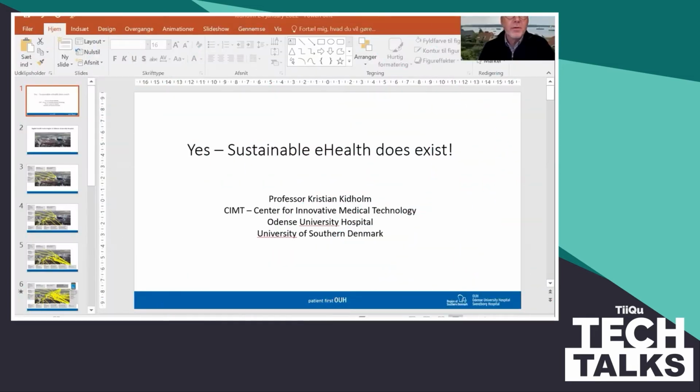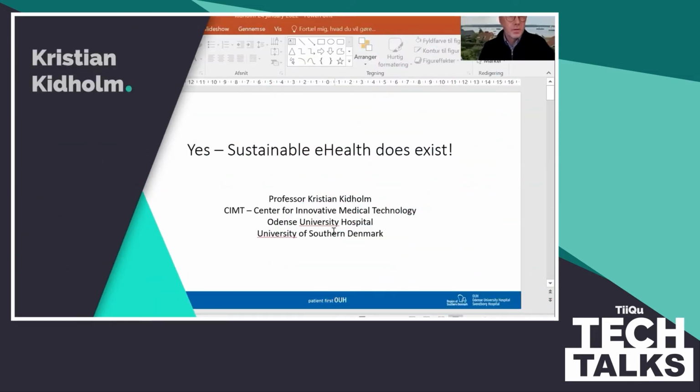Here are examples of home monitoring of different patient groups.